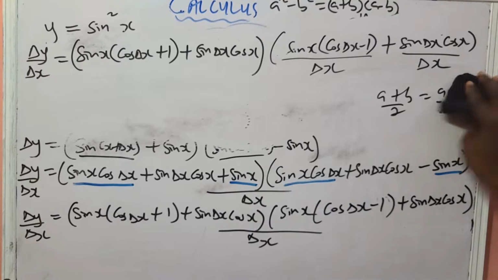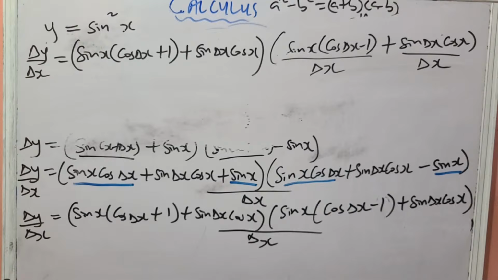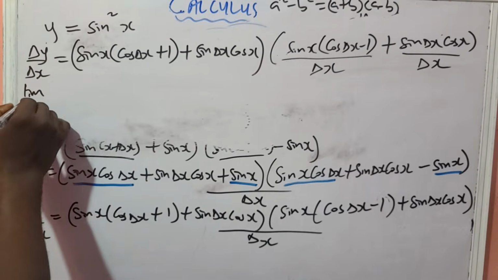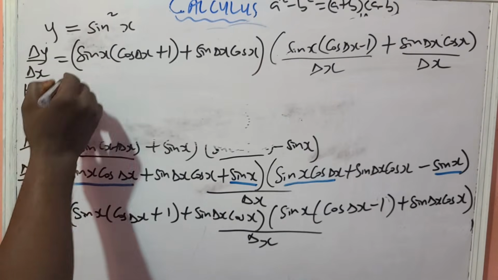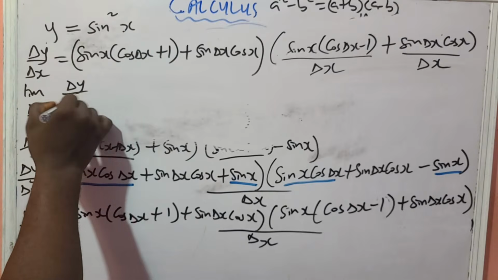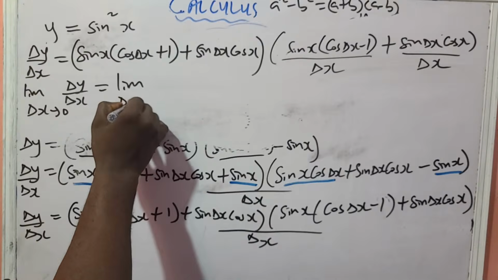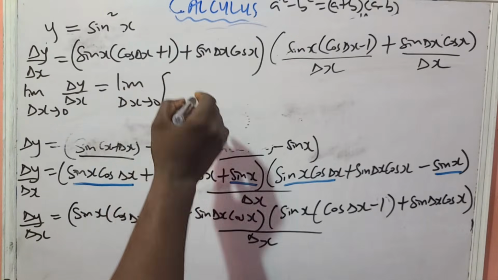So now, if you can follow what I'm doing, the next step after doing all this is for me to take the limit. We have done step 1, we have done step 2, we have done step 3. Now we have to take the limit of both sides, right? So we want to take the limit of both sides. We take the limit of the left-hand side as change in x tends to 0. We have change in y over change in x equals the limit as change in x tends to 0.